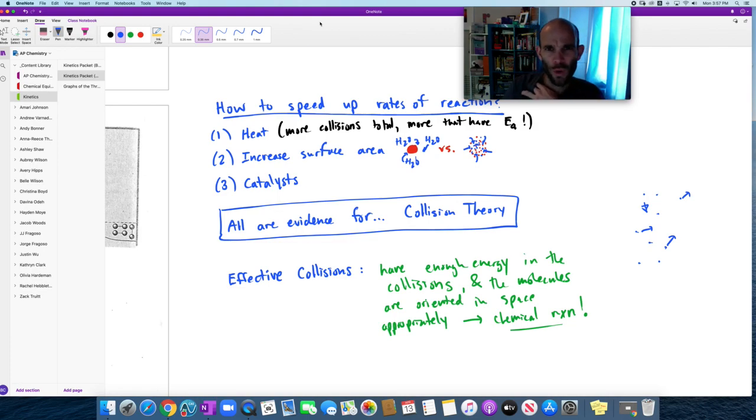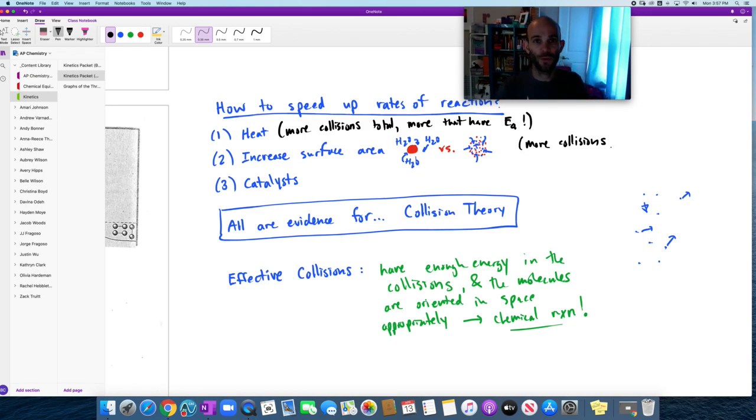And probably also a lot more opportunity for the right orientation and space of the molecules as well. Just by sheer numbers, you're going to get more that have the right energy and the right orientation. So this just leads to more collisions as well. So we get more collisions instantly because there's more surface area. Okay.